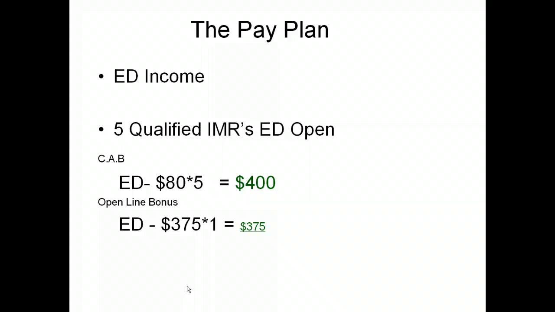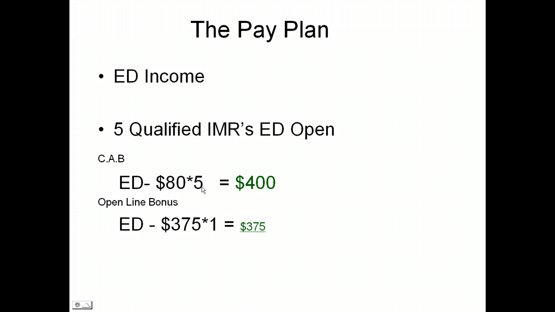So let's look at ED income just off of 5 qualified independent marketing representatives in your ED open line. Remember, this is just your ED code now. We're not talking about executive trainer, because you are the executive trainer also, but we're just talking about ED open. All right. So your customer acquisition bonus for executive director, if you bring in anyone in your organization. So this is not you personally sponsoring 5 representatives. All right. This is anyone in your organization.